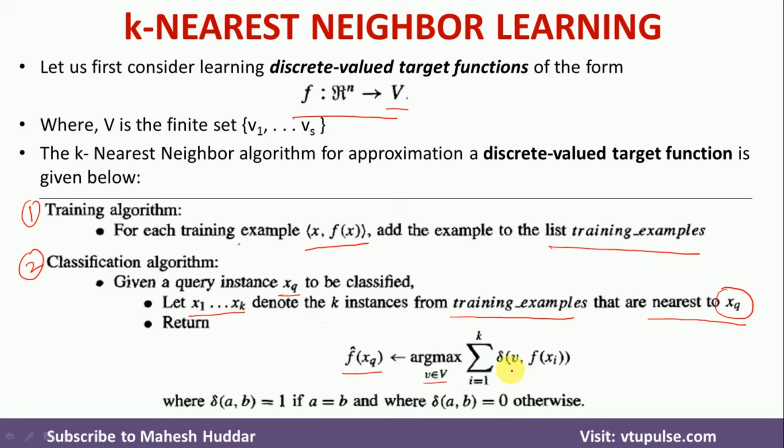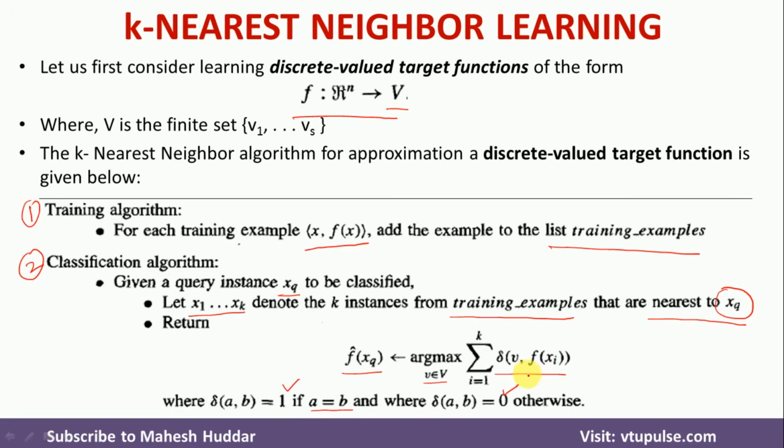Now what is this one? This is delta of v comma f of xi. As I said earlier, we will take the possibilities of the target function. F of xi is the target value of the ith instance. If both v and f of xi are the same, then we get 1 as the value. If they are not, we get the value 0. So that is how this delta function looks in this case.